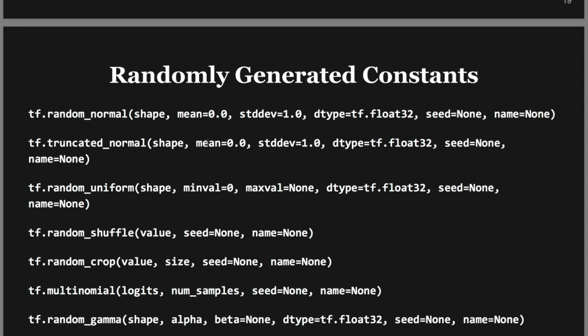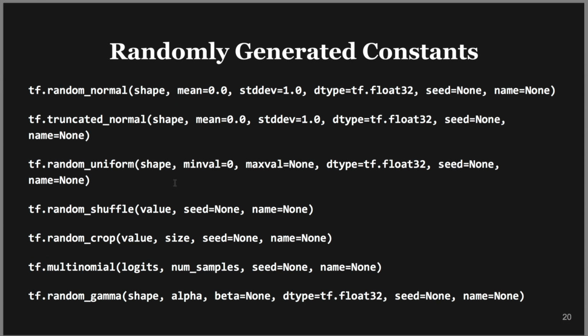tf.truncated_normal is kind of the same, but the only difference is that if it samples a number which is more than 2 standard deviations away from the mean, it will drop that number and resample. So it just makes sure that whatever sample you get, the shape-sized sample, is always going to be within 2 standard deviations of the mean. Random uniform, we are sampling from the uniform distribution out here.